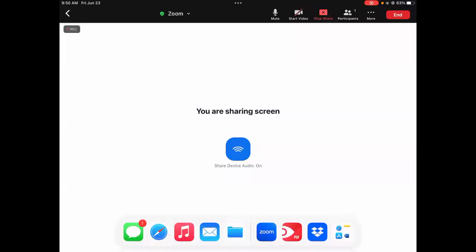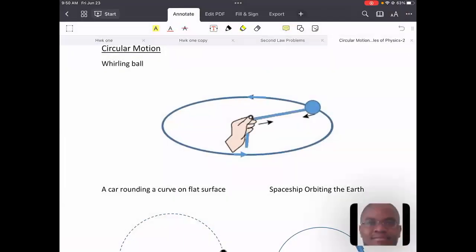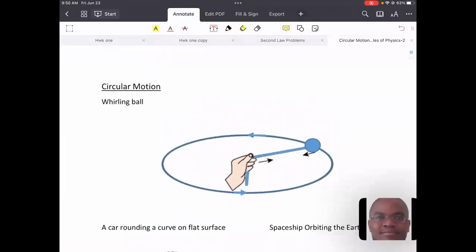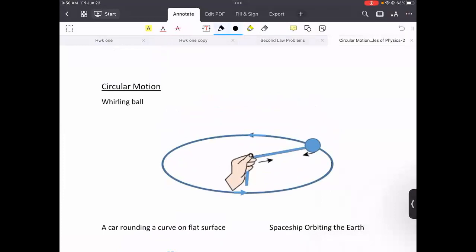Hello, students. We are here to discuss uniform circular motion. We are going to start by looking at examples of circular motion. So the first example we have is a ball that is moving in a circle after being whirled.